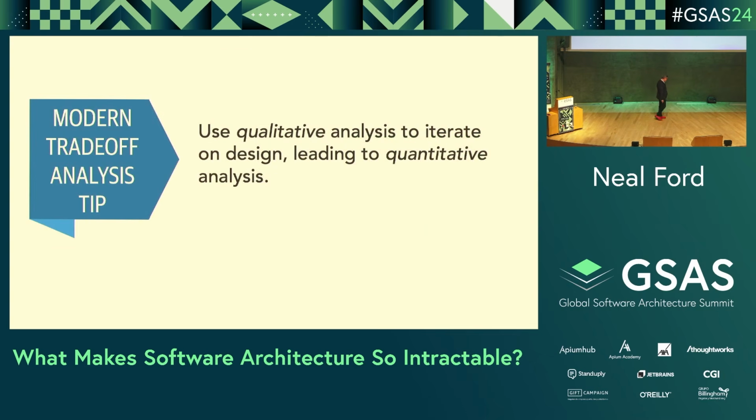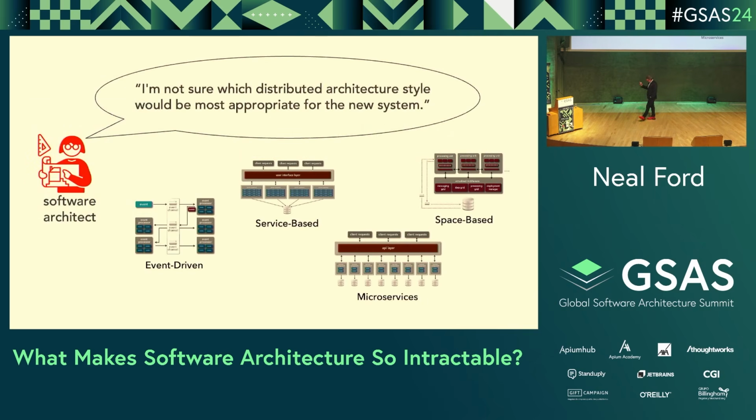The next tip is something that we ended up doing in both our fundamentals and our hard parts book, using qualitative analysis to iterate on design, leading to quantitative analysis. And here's what I mean. I can't choose which distributed architecture style will be the most appropriate one for the new system. So one of the options you have is to go to your boss and say, boss, I have good news and I have bad news. The good news is I'm going to choose the perfect distributed architecture style for the new accounting system, and I'll be able to objectively prove that it's the best architecture style for the new accounting system.